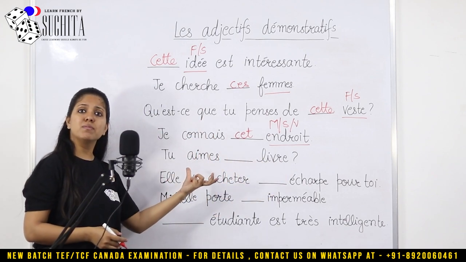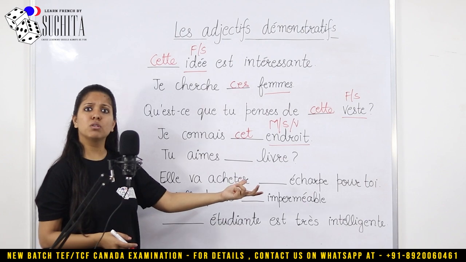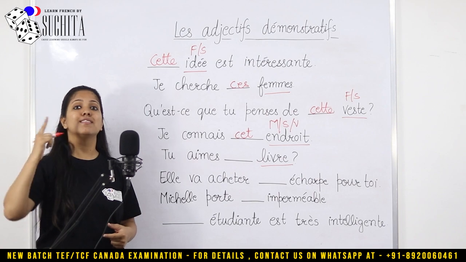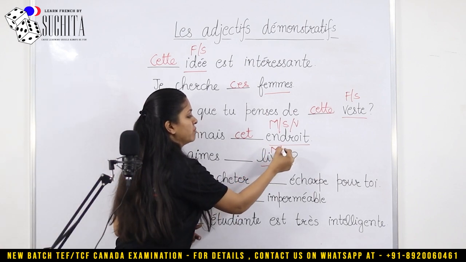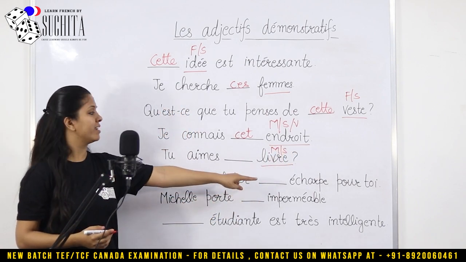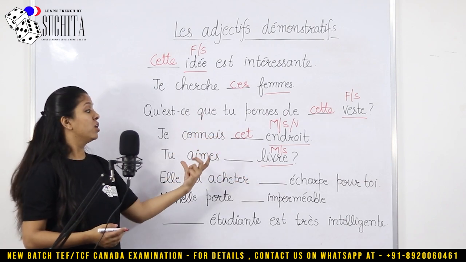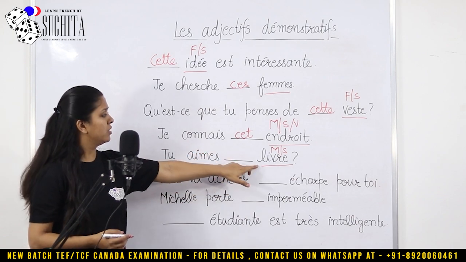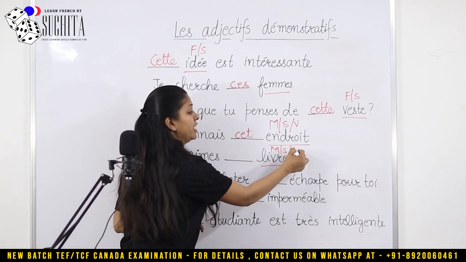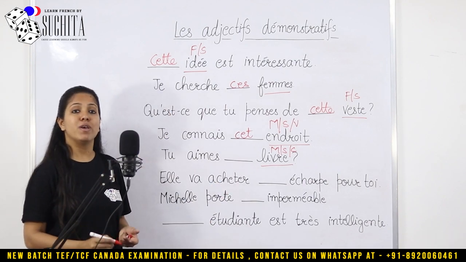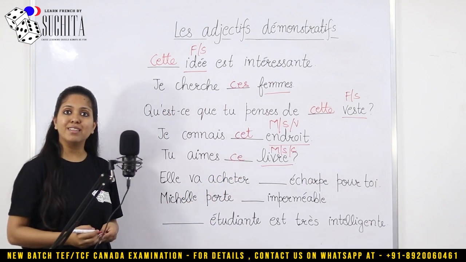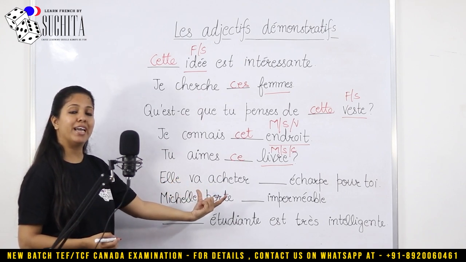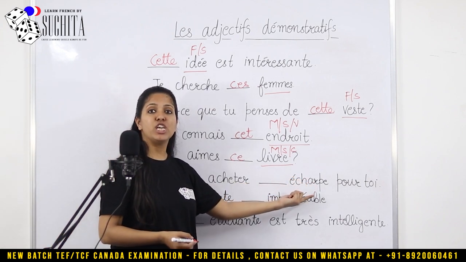Tu aimes. You like. Ce livre. Tu aimes ce livre. You like this book. Now look at the word which is next to the dash, that's livre, masculin et singulier. Masculin singulier, this word is an exception. It ends with E, still it is masculine. So you say, it is masculine, it is singular, but does it begin with a vowel or a consonant? It begins with L, so that means it begins with a consonant. You have the first option, that is, tu aimes ce livre? You like this book?